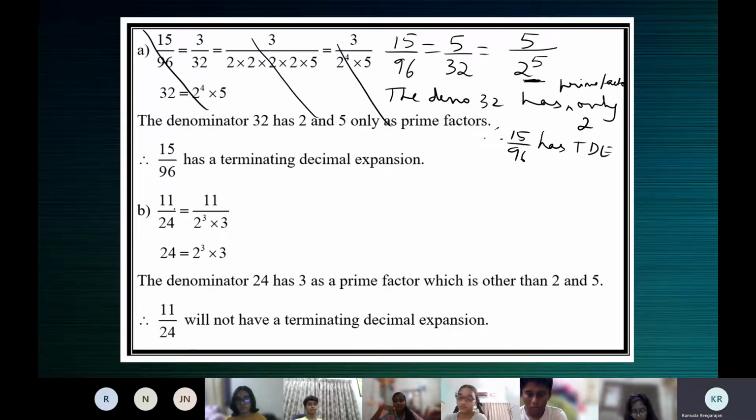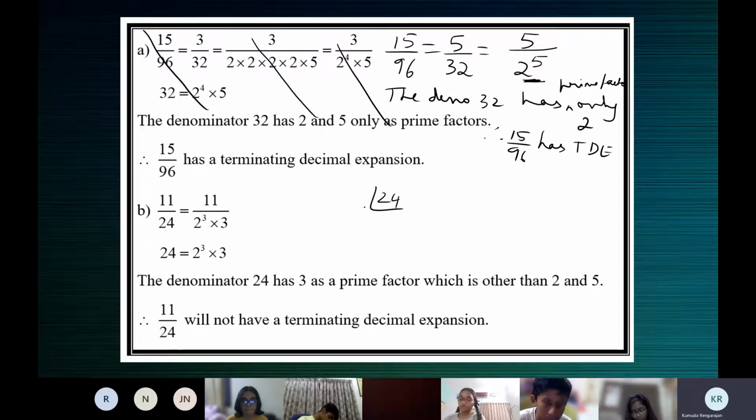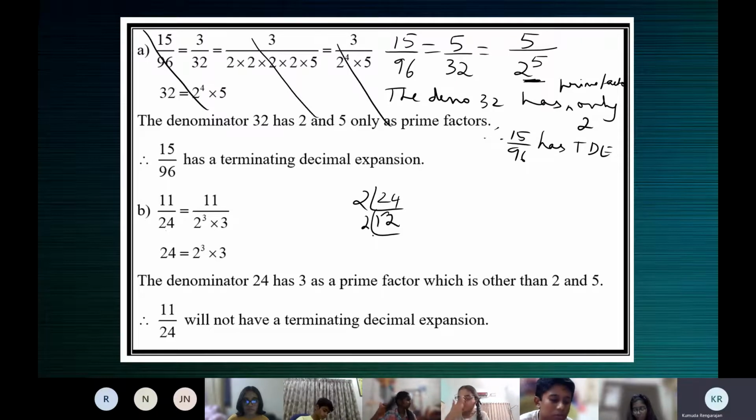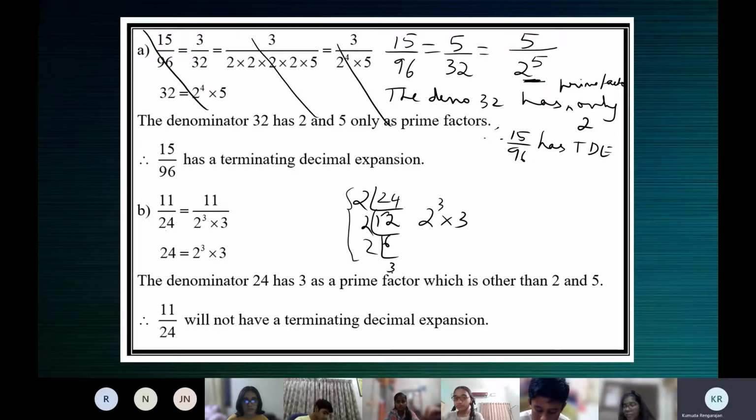See the next one, 11 by 24. It's already in the simplest form. You cannot simplify further. So then take up the denominator 24 and find the prime factors. 2 8s, 2 12s, 2 6s, 2 3s. So it is 2 cubed into 3.